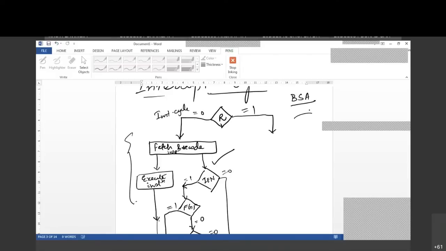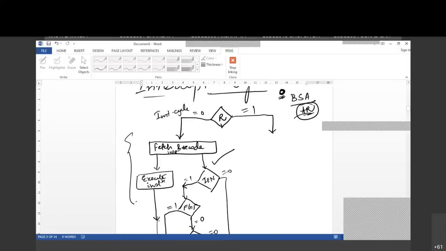So here it is same as our branch and save return address operation, but the only difference is that in branch and save return address, we were branching to a particular location which was mentioned in AR. Here it is fixed: our return address will be branching to location 0 of memory. For any interrupt, we would be branching to location 0 and then execute the input output instruction over there.